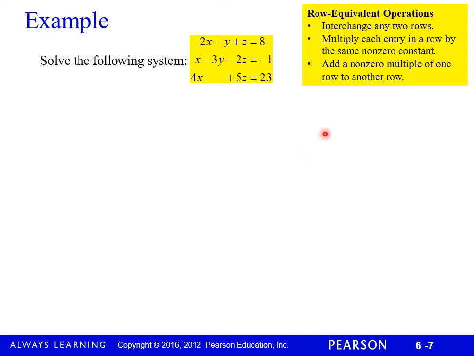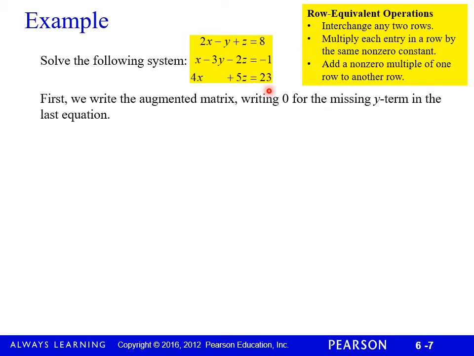So I've put the rules up here in this box in the top right, so we remember them. And here we have a system of equations, 3 equations with 3 variables. Typically, you need the same number of equations as you have variables in order to solve. And so the first thing we want to do is to create an augmented matrix.